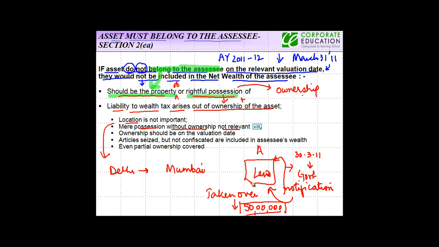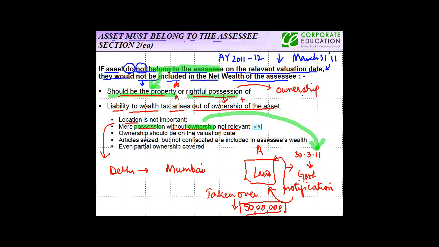So now in this case, let's say this is an urban land only, will it be included? Well, then it will fall in this clause. Why? Because even though A has the possession, the ownership is not there any longer with A. Why? Because the government has said by this notification that this land is taken over by the government. Okay?